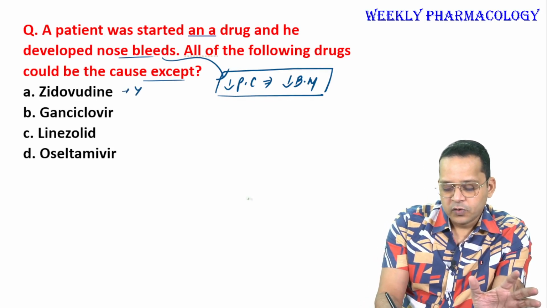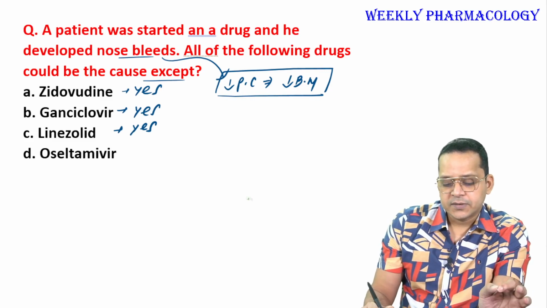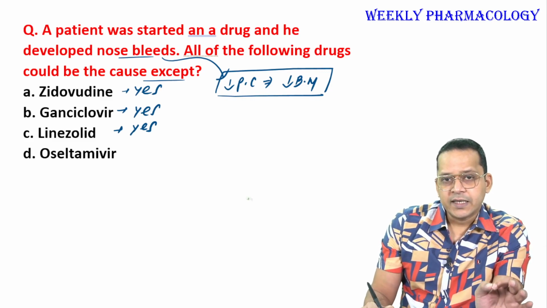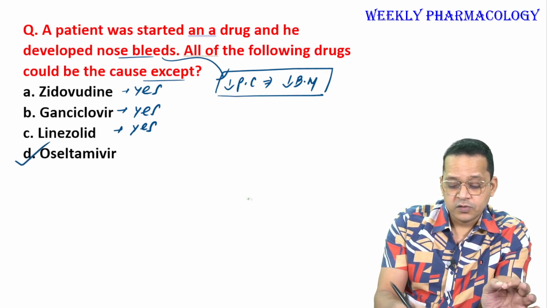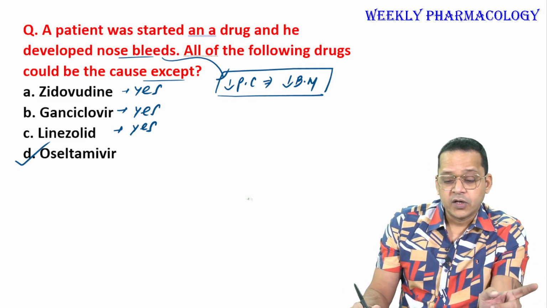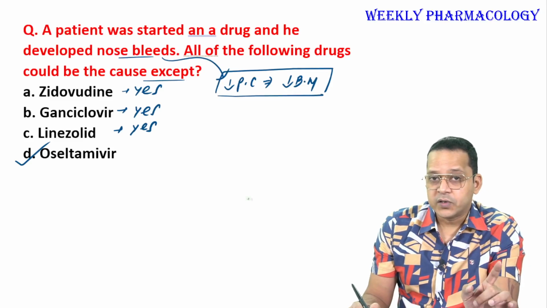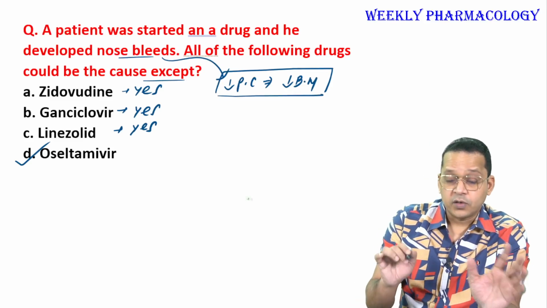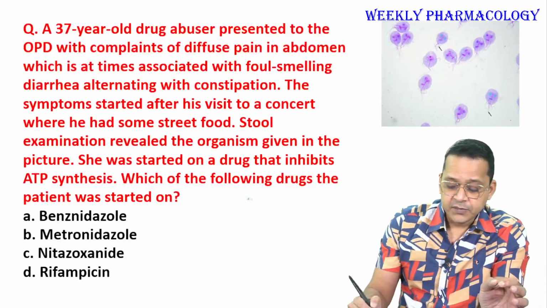Zidovudine, can it cause bone marrow suppression? Yes. Ganciclovir, can it cause? Yes. Linezolid, can it cause? Yes. So A, B, and C, all of them can cause. But can oseltamivir cause? No. So the answer is oseltamivir. Zidovudine, ganciclovir, linezolid, all of these drugs can cause bone marrow suppression. Oseltamivir does not cause. That is the answer here, right? So an easy one, guys.